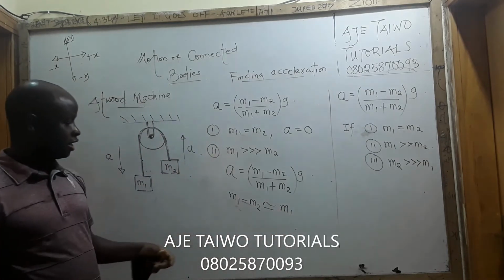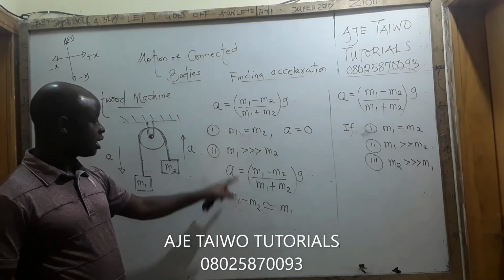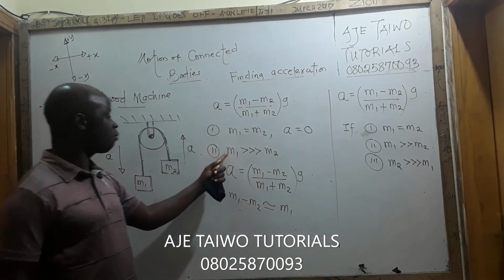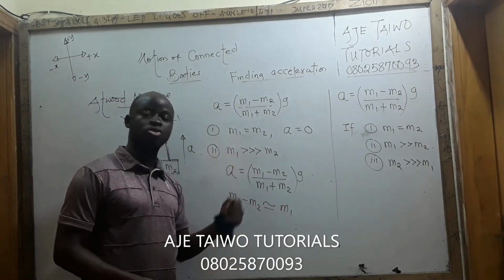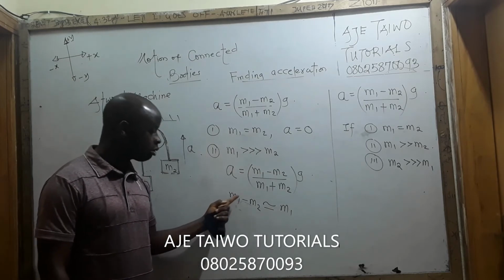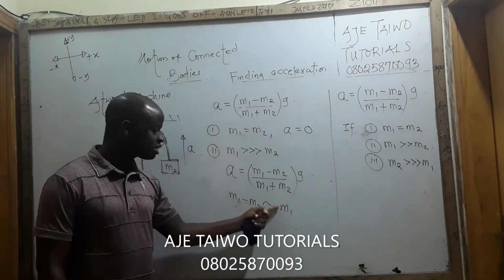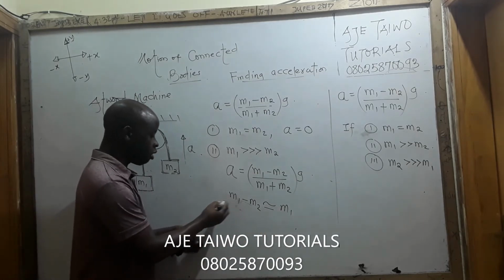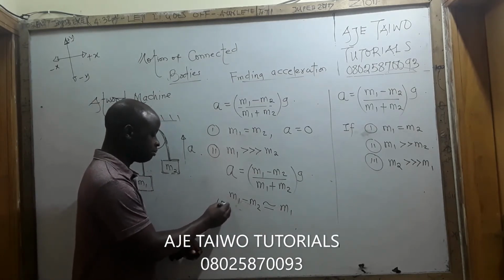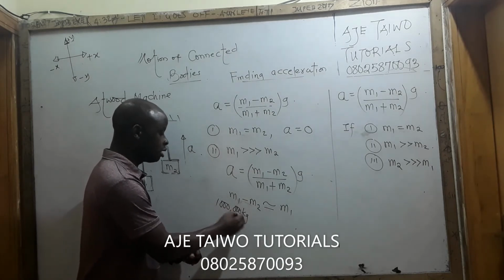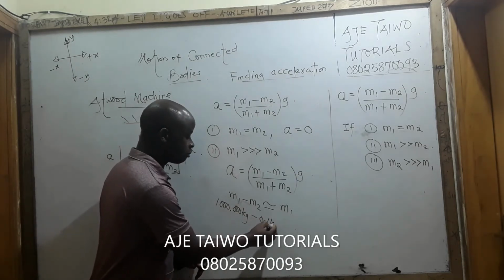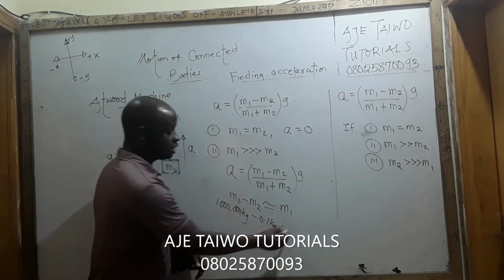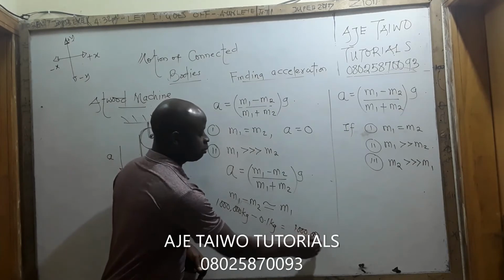Look at it now. We said M1 is much greater than M2. That means M1 minus M2 is approximately equal to M1. How? Let's say you have 1 million kilograms here, and here is just 0.1 kilogram. What will be the answer? Subtract 0.1 from 1 million. The answer is 1 million.